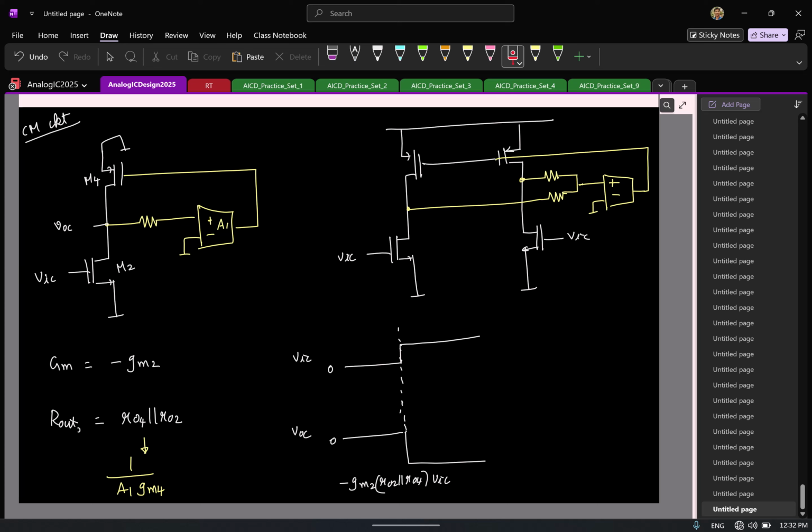Now, what is the value to which it will reach? What is the gain now? Short circuit GM is this, R out is this. What is the gain? Minus GM2 into this fellow. Assume that GMs are roughly equal. So it's basically of the order of 1 by the gain of this amplifier. So do you think this jump now will be smaller or larger? This will be much smaller, right? If the gain is really large, this is actually going to suppress it.